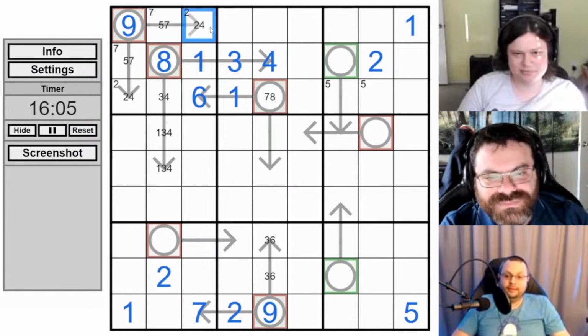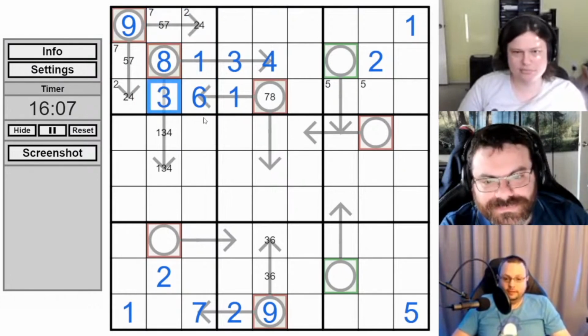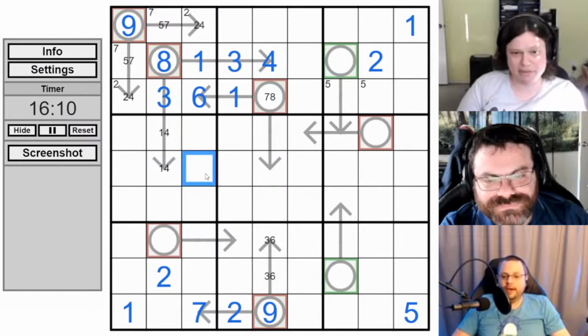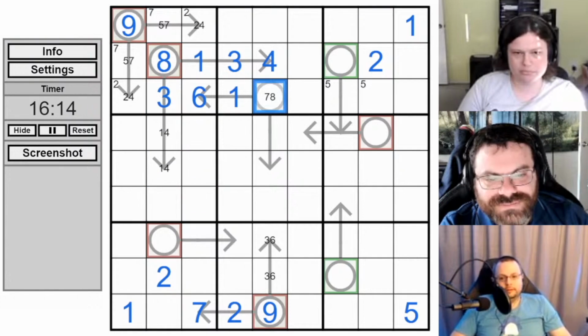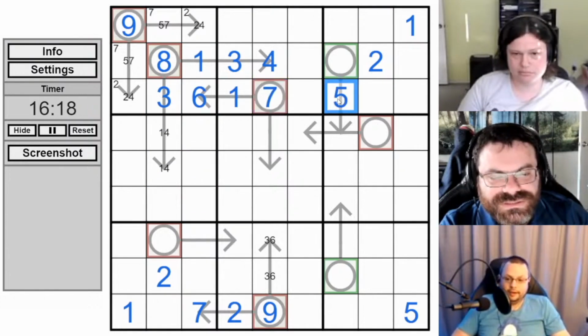That can't be 6, so that can't be 3. And so now that's a 3. Row 3, column 5 is now a 7 because of arrows. My favorite deduction was that 6 plus 1 is 7. It places a 5 on this green arrowy bit.